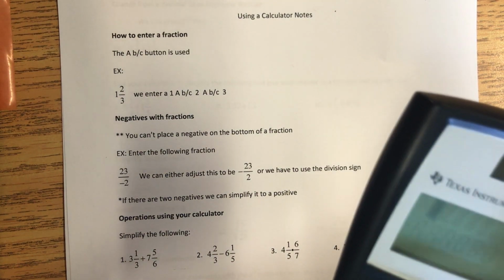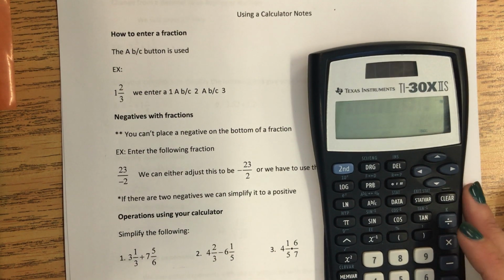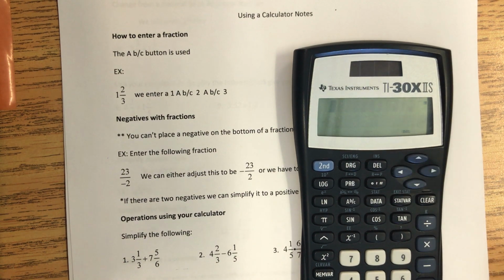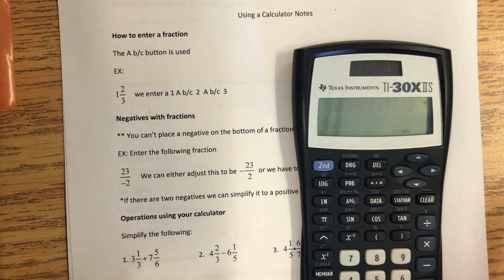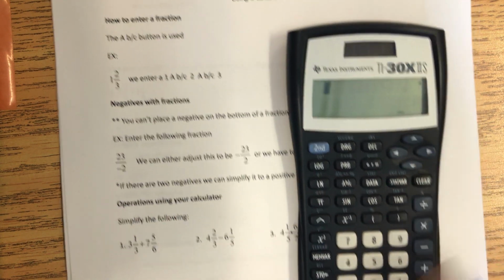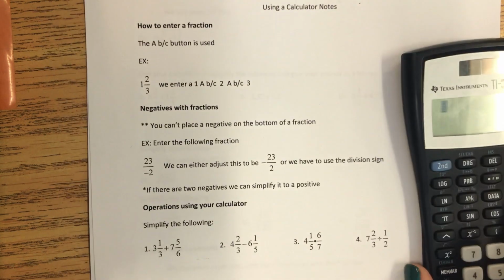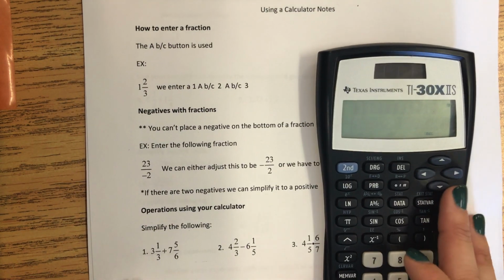So first of all, the calculator that we use at Westfield High School for our algebra courses is the TI-30X2S. It does come in different colors, so if yours is a different color, don't worry, but it should look just like this calculator, okay? So, a couple things that we can do on the calculator.